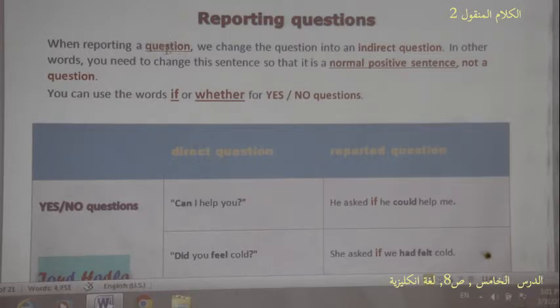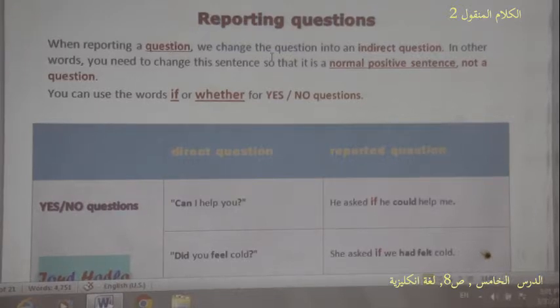First of all, I told you earlier, you need to identify whether the sentence is a question or a statement. And now I am teaching you about reporting questions. When we report questions, we change the question into an indirect question. Pay attention, a very important note from the very beginning. When we report the questions, we use the question in an indirect way.